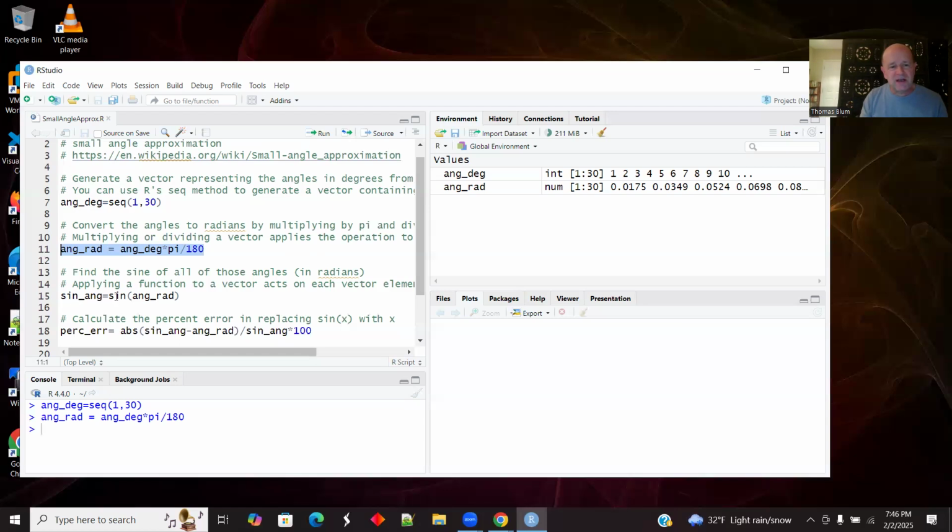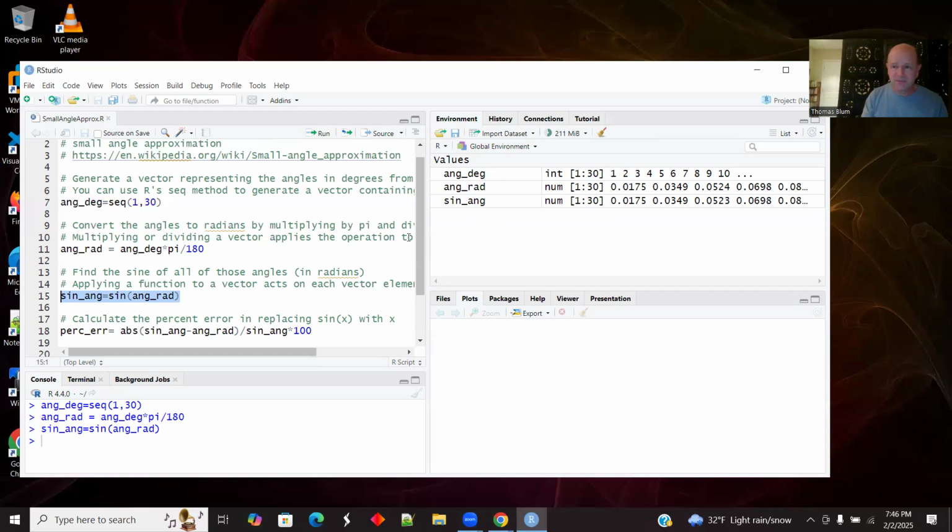So I'm going to get a vector called sine underscore ANG for the sine of the angle. And I'm going to get it by taking the sine of the angles that I figured out just above in radians. So run that. And so now I have my angles in degrees, my angles in radians, and the sine of my angles.